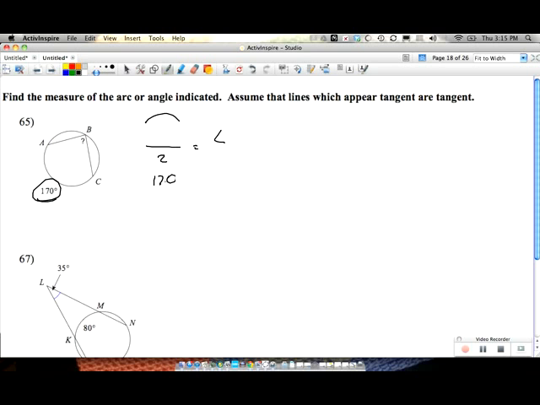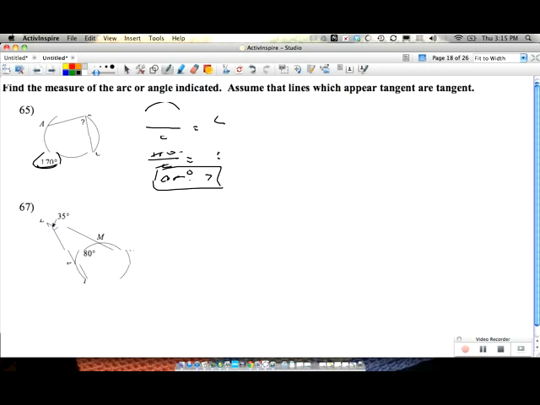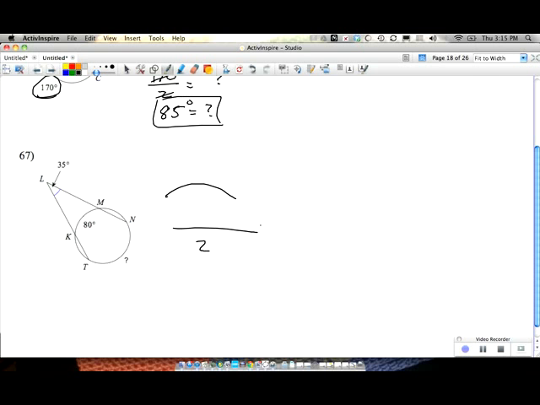So there's that one. Let's look at this next one. Again, we have the arcs divided by 2 equals the angle. Remember, I kept saying arcs. So right now, we have 2 arcs, and the angle is outside. Whenever it's outside, we're going to subtract the 2 arcs. So we have 80 and a question mark. We'll call that question mark x. So x minus 80, divided by 2, is equal to 35.